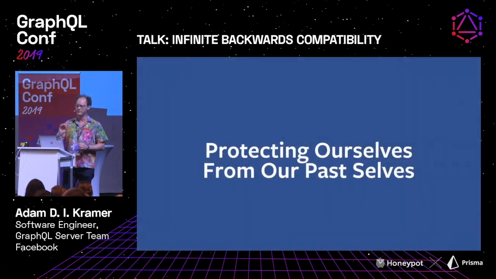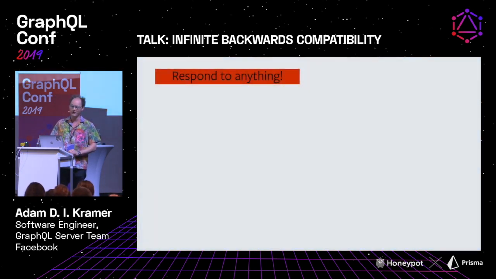The goal is for us to be protecting ourselves from our past selves, or in the case of me and my colleague Kuwei, who spoke yesterday, protecting ourselves from Lee and Dan. So the first recommendation I'm going to have is, as the spec says, the server should respond to pretty much anything at all, right? So a terrible query that doesn't work, that doesn't make sense, that's not valid, figure out something. The server might do a good enough job that an ancient client isn't going to actually break, right?